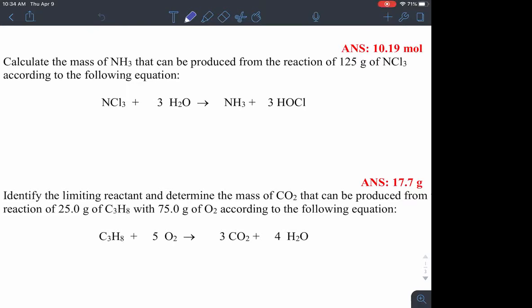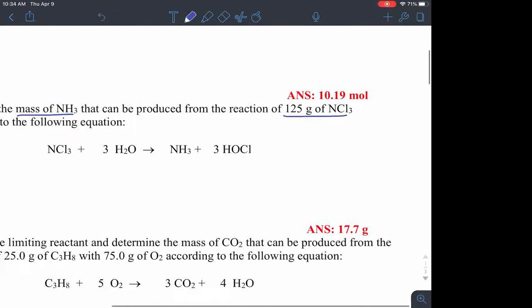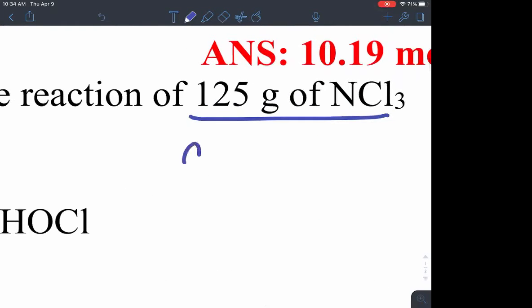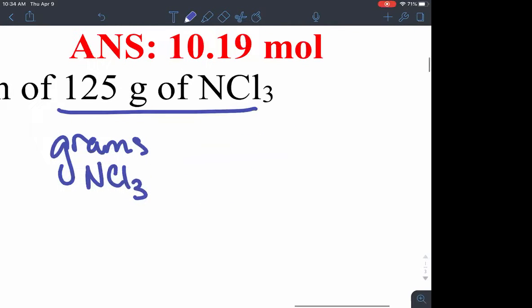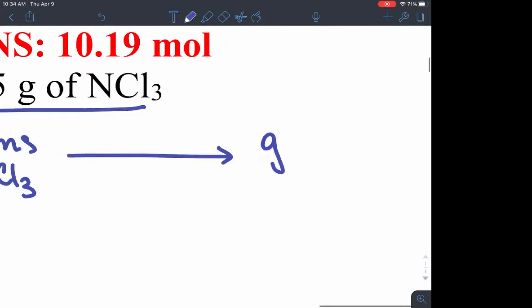It says calculate the mass of NH3 that can be produced from the reaction of 125 grams of NCl3 according to the following reaction. All right, so we have our balanced equation below. And we're trying to go from grams of NCl3 to grams or mass of NH3. So we're starting with grams of NCl3, and we're trying to get grams of NH3.